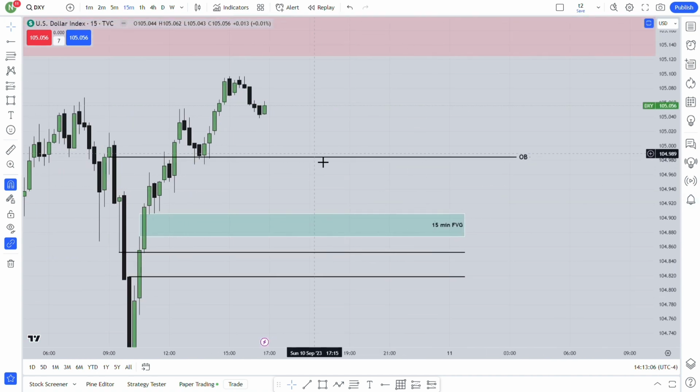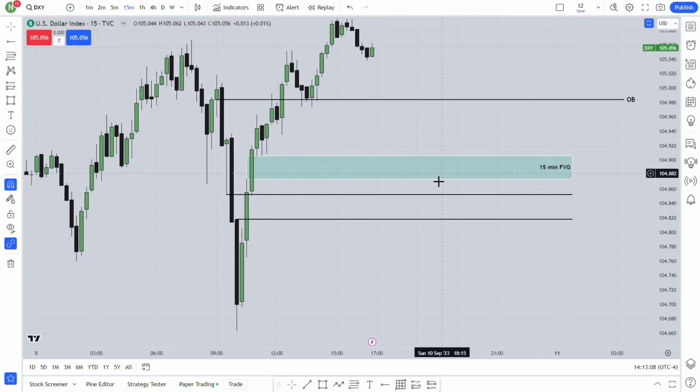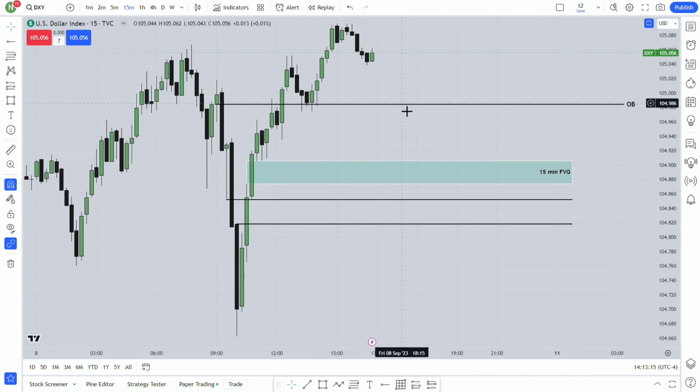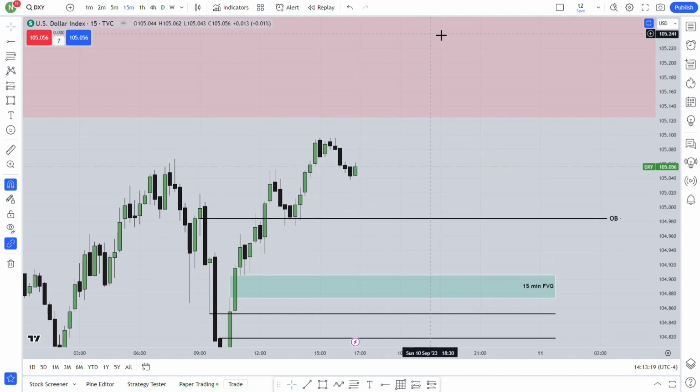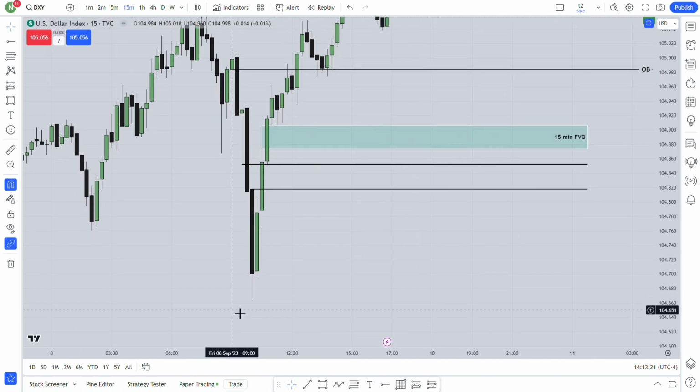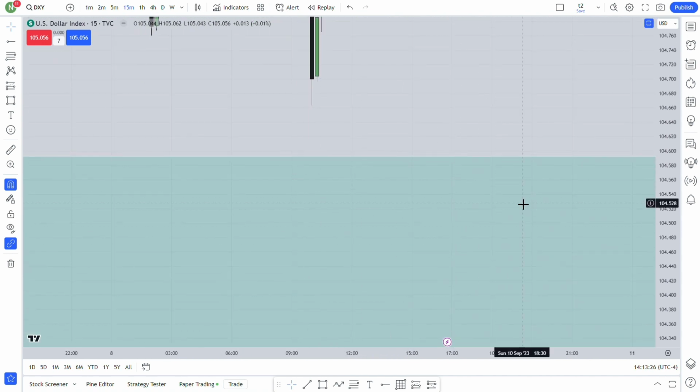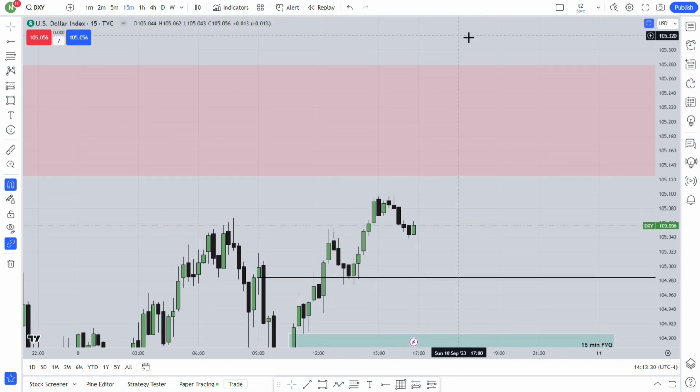You see, this is the order block from the hourly chart, and I have marked this gap as a 15-minute fair value gap, and also this inversion fair value gap. So market can just come to any of this gap, then start to go higher. If market breaks this low, then my target will be somewhere here. Until then, I'm thinking that market will go higher.